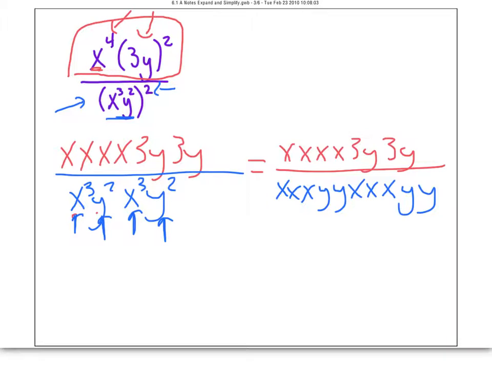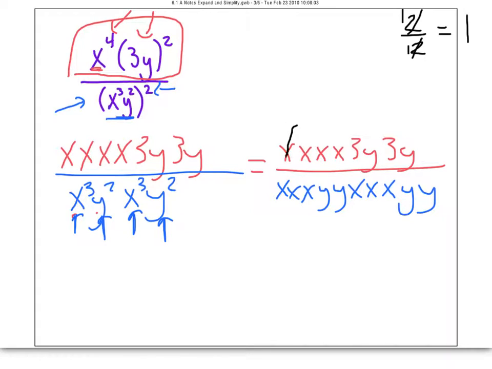Now to finish this up and simplify, all I'm going to do is look for things that match on the top and the bottom. And let me tell you why. For example, if I asked you what is 2 divided by 2, 2 divided by 2 is 1. Because these 2's cancel out, you get 1 and 1, you get the number 1. Which tells me if I have one thing on the top and one thing on the bottom that match, I can cancel them out.